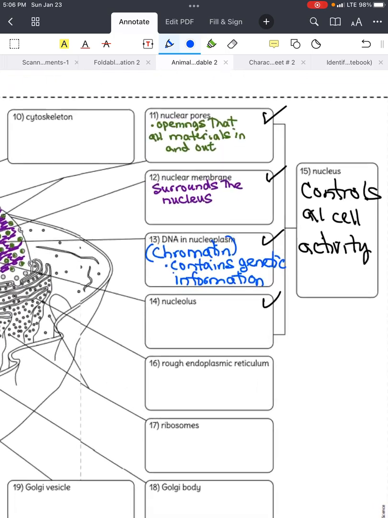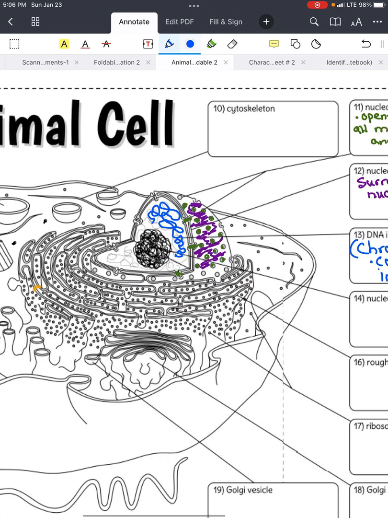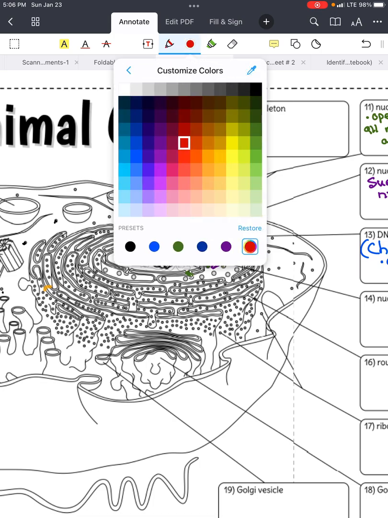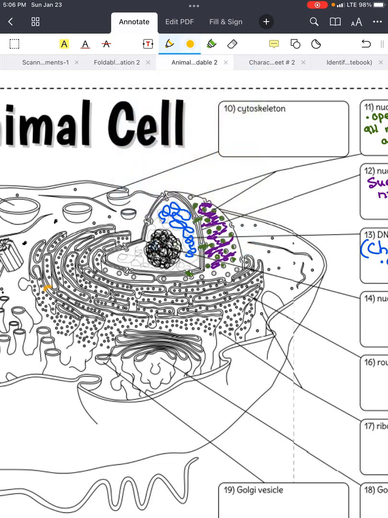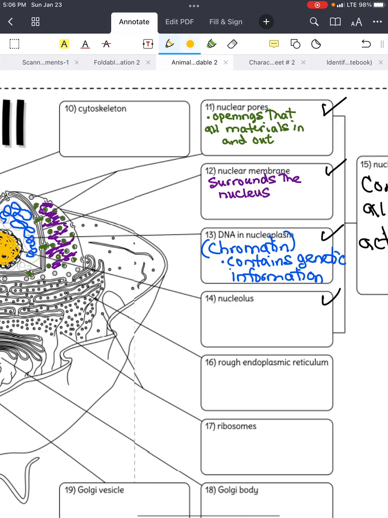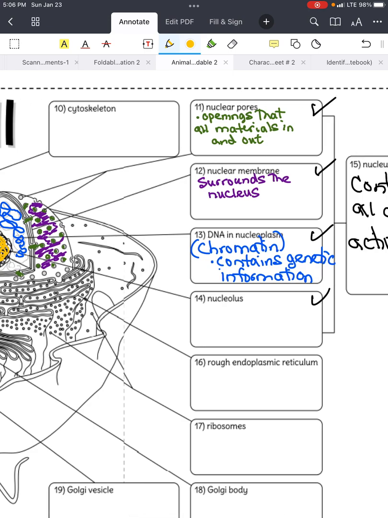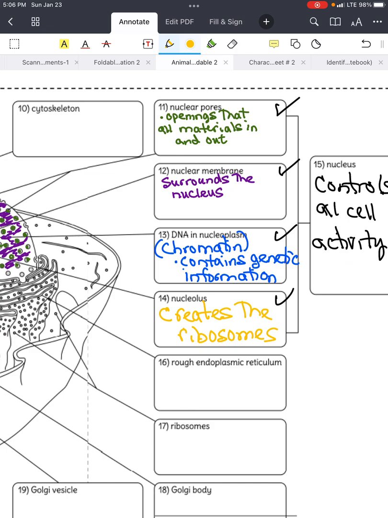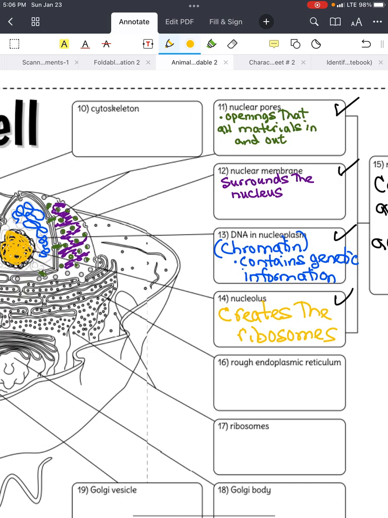All right. Then we have, pick a color. Nucleolus. This is the center section right here. Nucleolus actually creates ribosomes. Okay, it makes the ribosomes. All those four make up the nucleus.